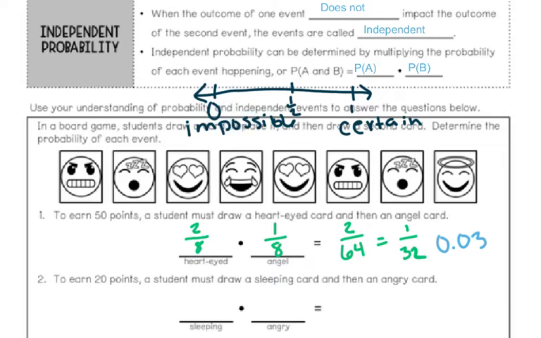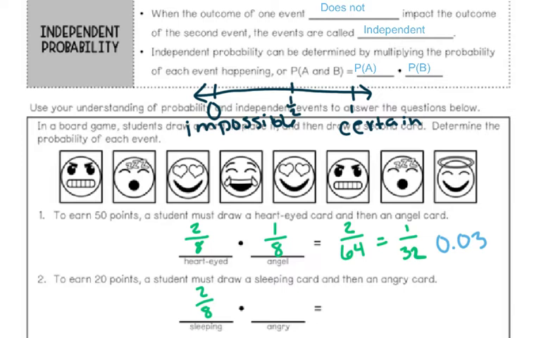Let's move on to number 2. It says to earn 20 points, a student must draw a sleeping card and then an angry card. Go ahead and figure out what is the probability of drawing a sleeping card. There are 2 sleeping cards, and there are still 8 total cards, so our probability of drawing a sleeping card is 2 out of 8. Now see what is the probability of drawing an angry card.